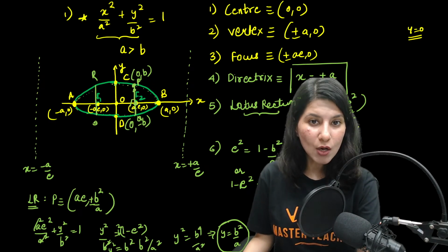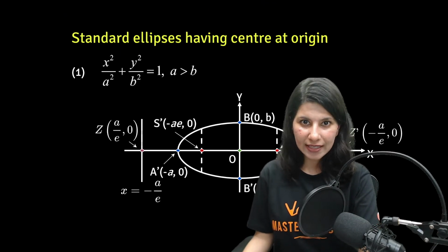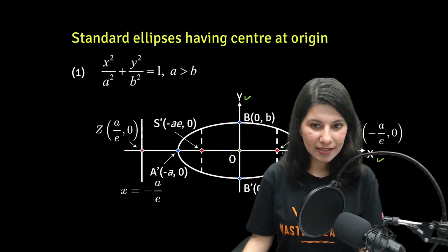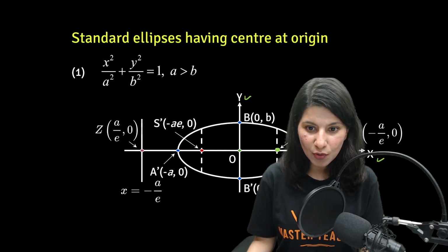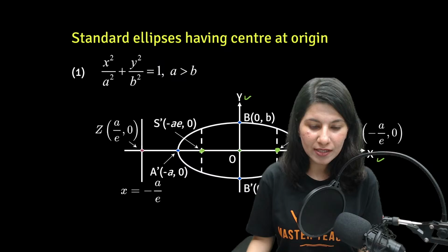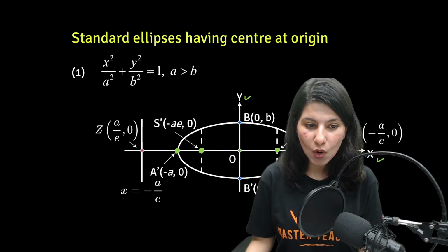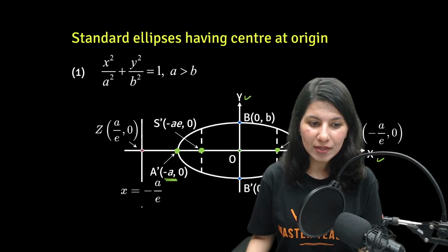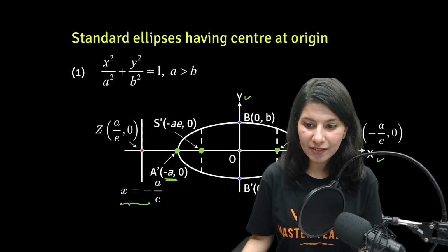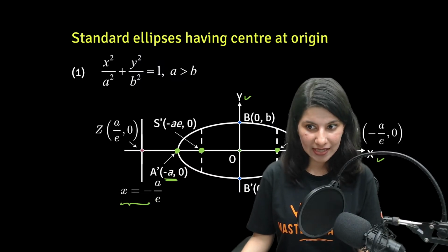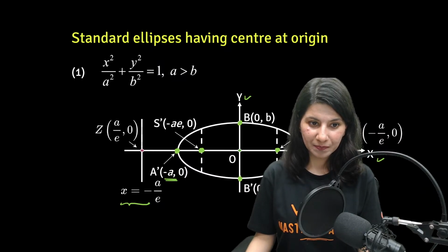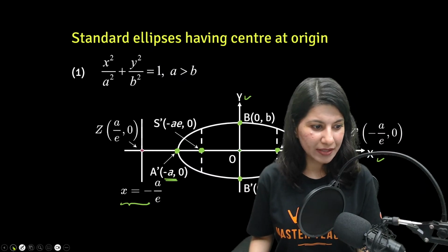Yes, so now let me just summarize everything about the ellipse. So this is your final diagram. You can see this is your y-axis, this is your x-axis. Now this is your focus number 1, AE comma 0, focus number 2, minus AE comma 0. A and A dash are vertices of the ellipse, minus A comma 0 and plus A comma 0. These two are clearly the directrices of the ellipse, minus A by E and plus A by E. And this is 0 comma B, 0 comma minus B. I guess all the things are pretty obvious from the diagram.